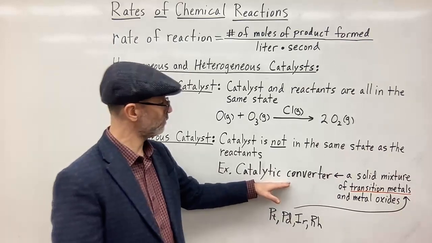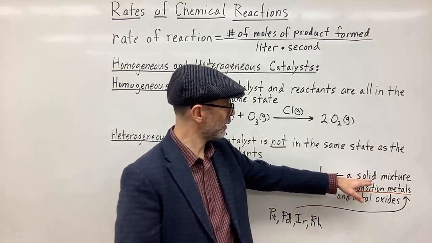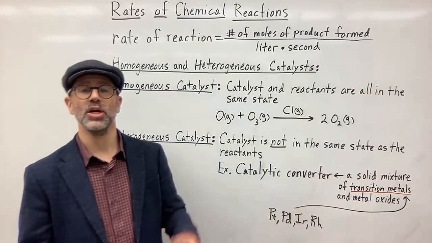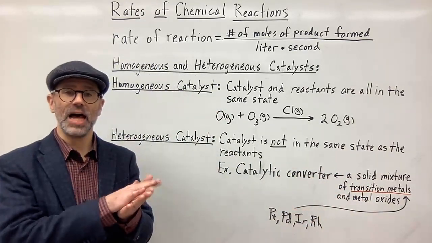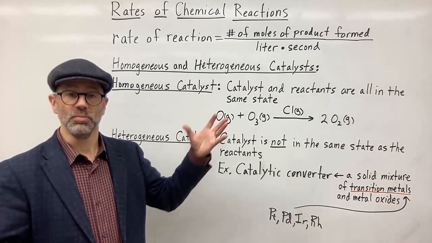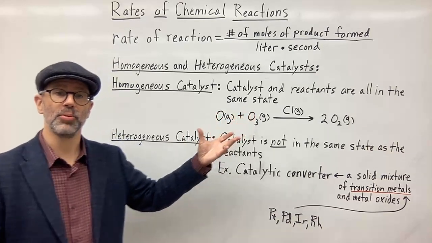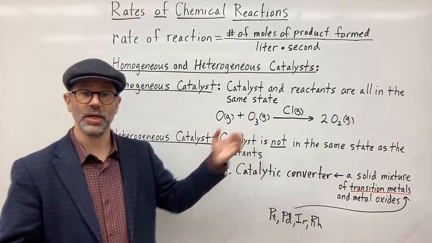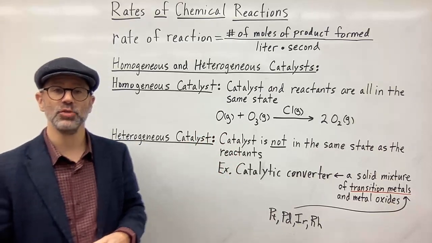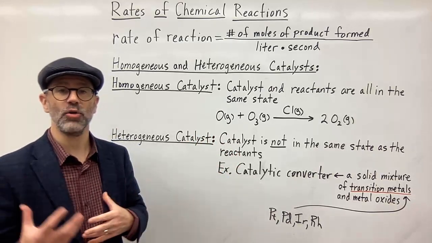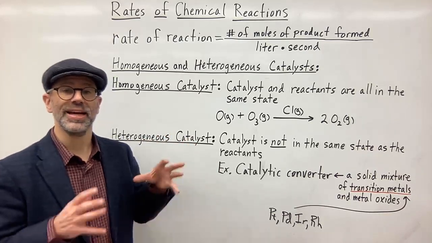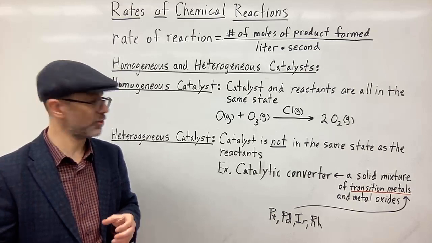So the catalytic converter is made up of a solid mixture of transition metals and metal oxides. So this is a solid, it has a solid surface, and this is where the exhaust is coming through. All of the products from the combustion engine are going to go through the catalytic converter, and this is where things like NO gas or NO2 gas are going to be catalyzed into other things.